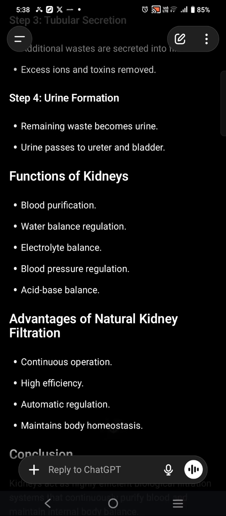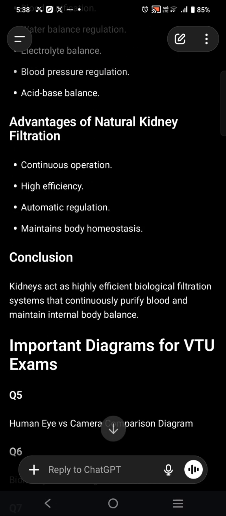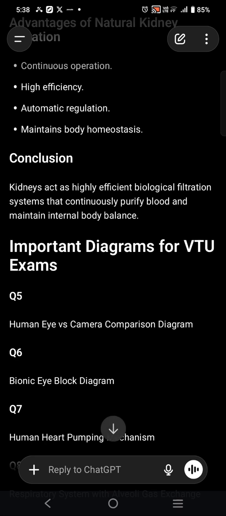Functions of kidneys: blood purification, water balance regulation, electrolyte balance, blood pressure regulation, acid-base balance. Advantages of natural kidney filtration: continuous operation, high efficiency, automatic regulation, maintains body homeostasis.